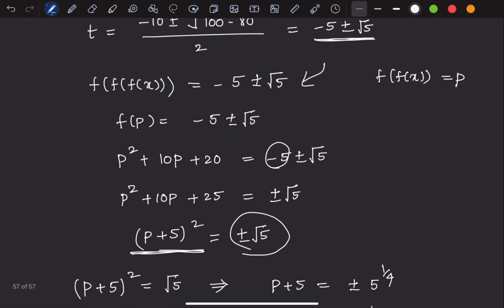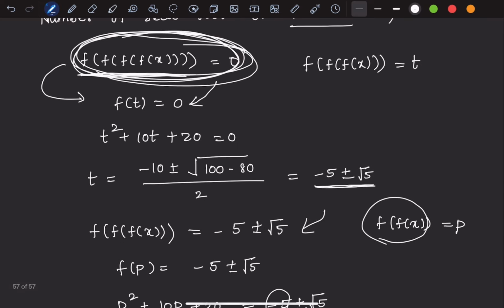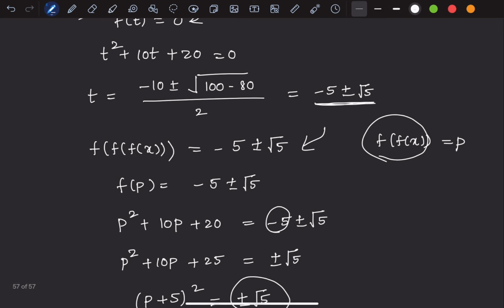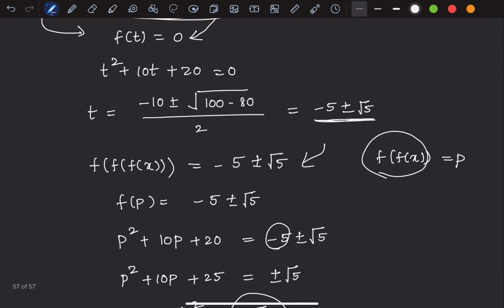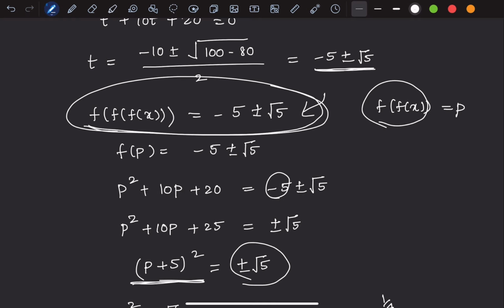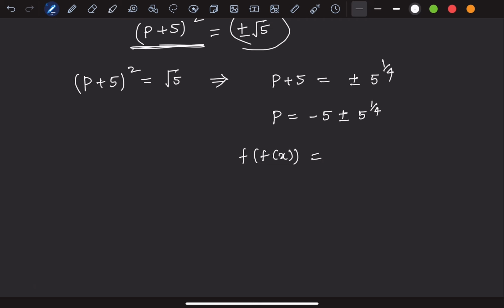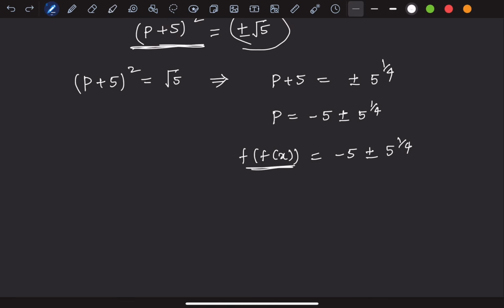Alright. But what is your p? Your p is simply f of x. So this is f of x. So this quantity becomes 0 when your f of x becomes minus 5 plus or minus root 5. And your f of x becomes minus 5 plus or minus root 5 when your f of x, this one, becomes minus 5 plus or minus 5 to the power 1 by 4. So this quantity becomes 0 only when this happens.